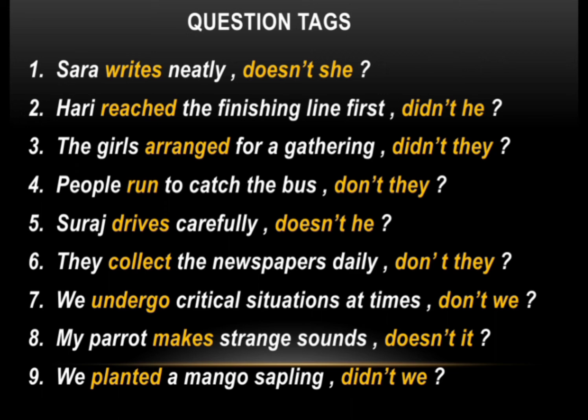We planted a mango sapling. Planted is past tense and so we use didn't, and we is the pronoun and the tag is didn't we.